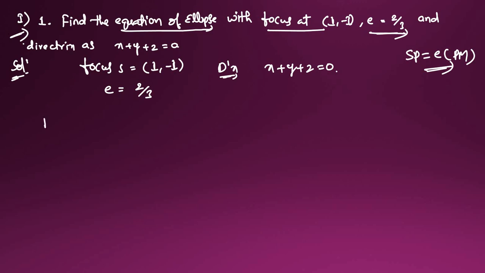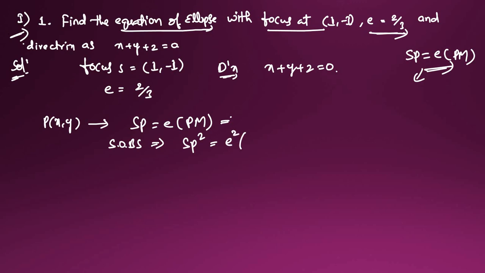Let P be (x, y). We'll think of it as any point on the ellipse. By the definition, we take SP is equal to e into PM. Squaring on both sides, we get SP square is equal to e square into PM whole square.